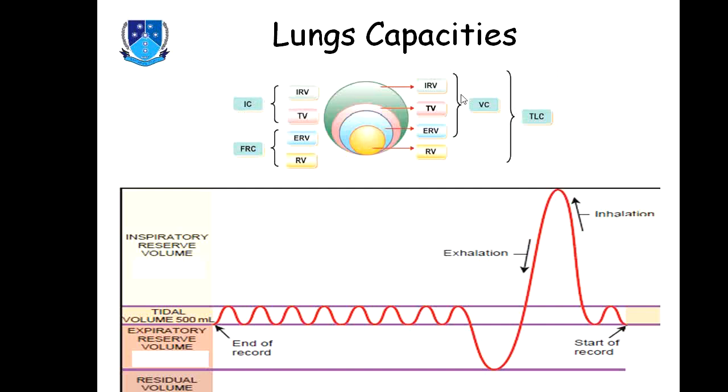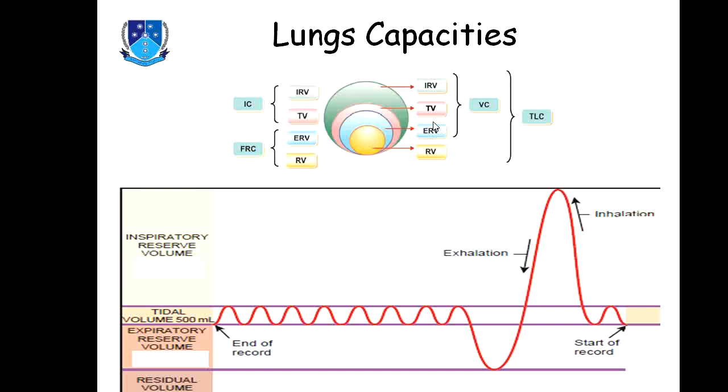Now the second one is vital capacity. Vital capacity is very important. In spirometer, we figure out this vital capacity to sort out some pathology, some diseases inside the lungs. That's why we figure out the vital capacity of the lungs in the spirometer or in the plethysmometer. This is the combination of inspiratory reserve volume, tidal volume, and expiratory reserve volume.